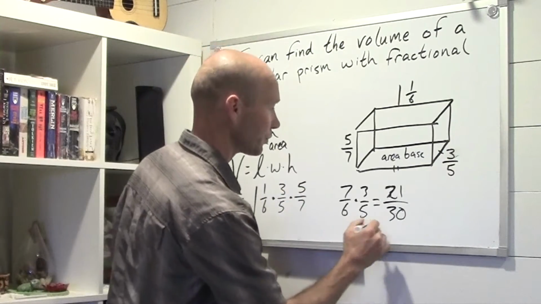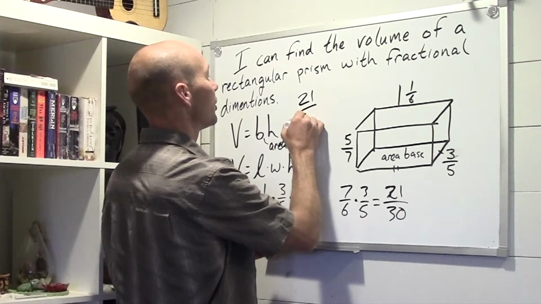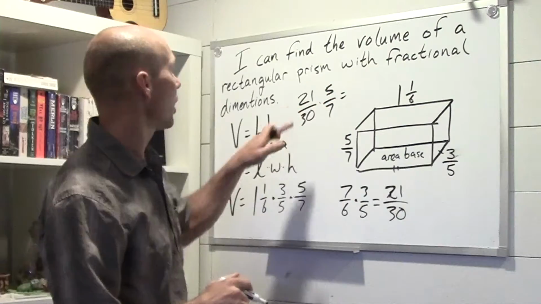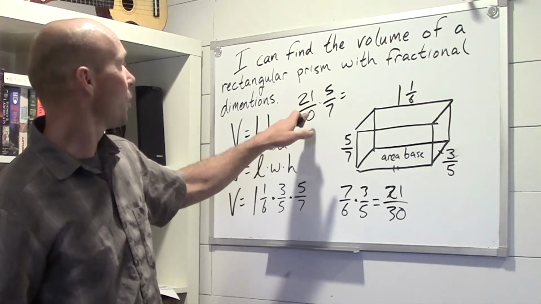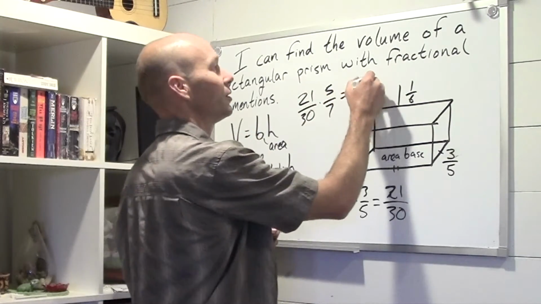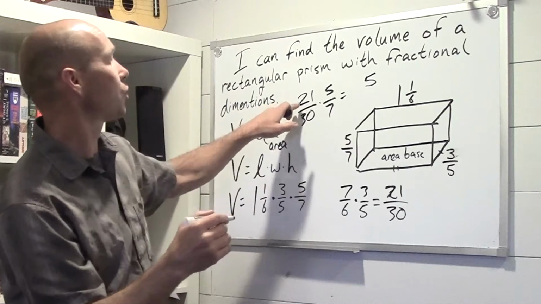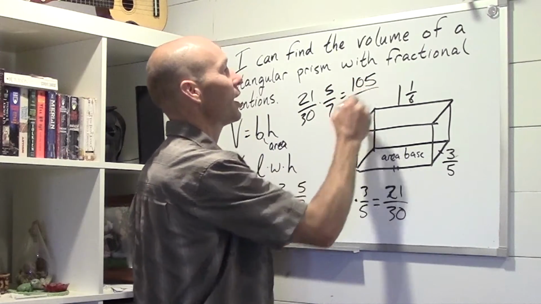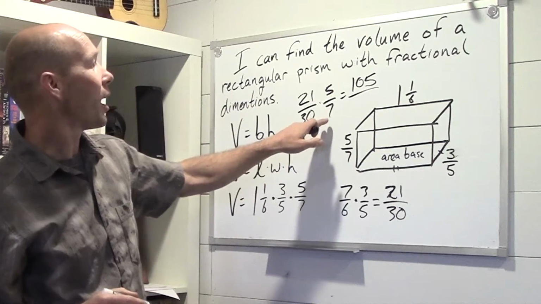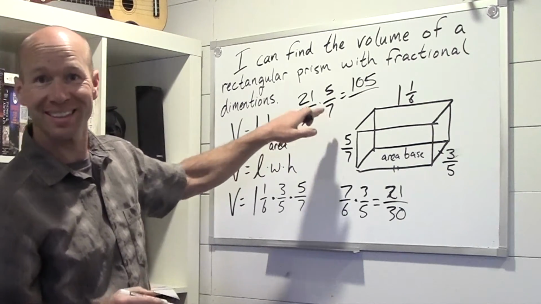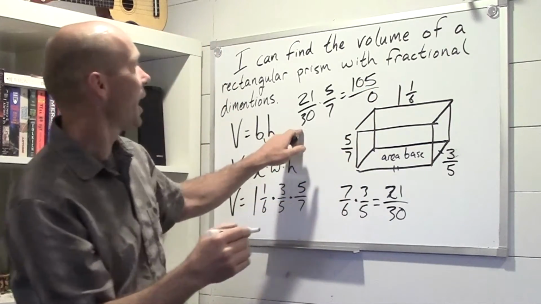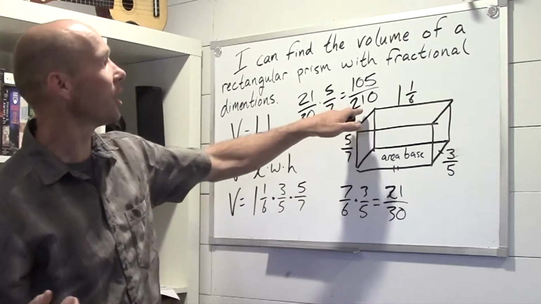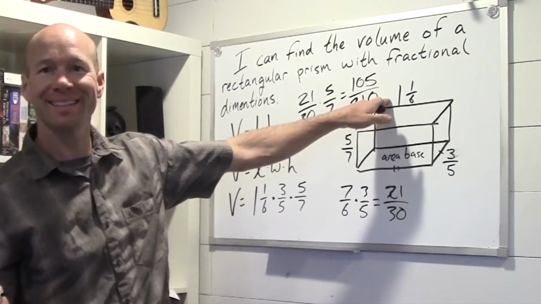Now we're going to multiply 21/30 times 5/7. So, what is 21 times 5? Well, I know that 1 times 5 is 5. And I know that 20 times 5 is 100. So I get 100 plus 5, I get 105. I know that 0 times 7 is 0, so I'm going to put a 0. And 3 times 7 is 21. We get 210. So we get 105/210.